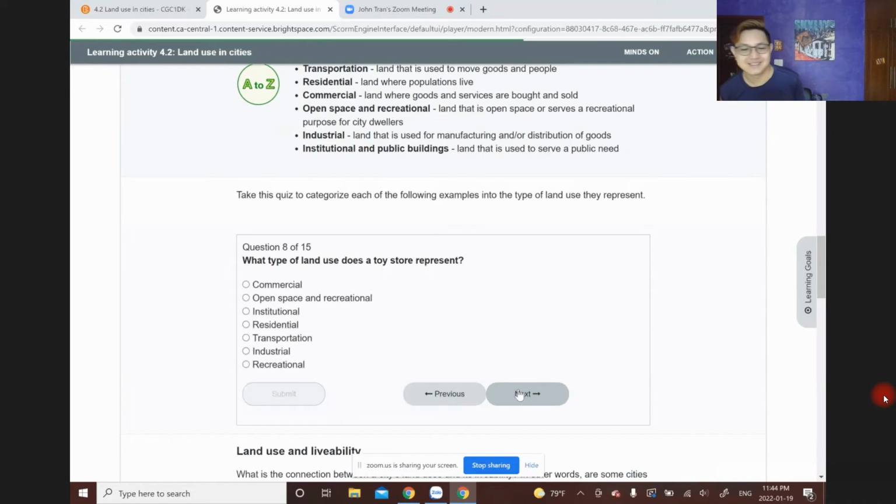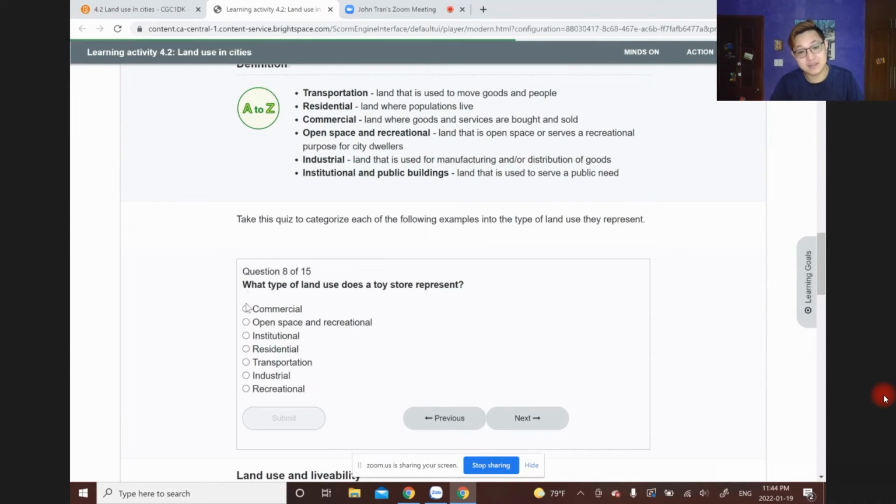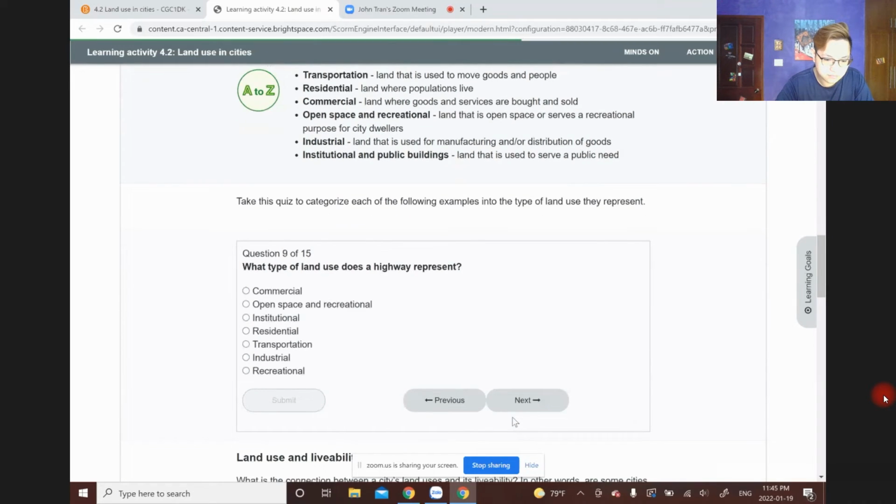A toy store. It's either commercial, because they sell goods and services, or transportation. What type of land does a lawyer office represent?